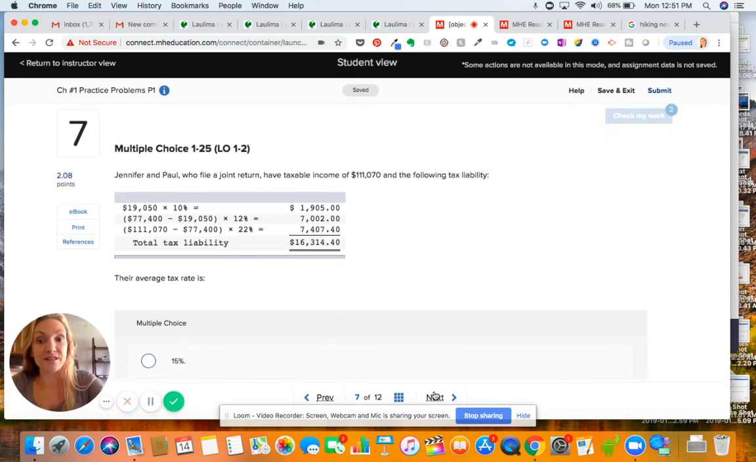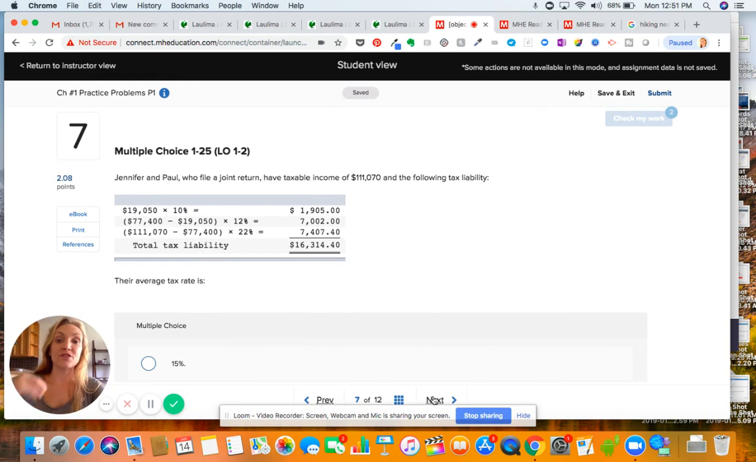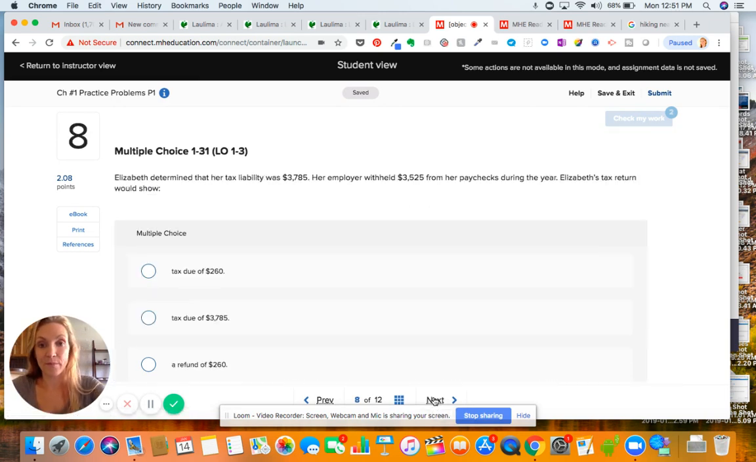This is another similar problem. I wanted you to have a chance to practice it again. Now, this is a concept that is often misunderstood, okay? People will say, I want a refund. The way people talk about refunds and owing money, it's like they don't understand this concept right here. So Elizabeth determined that her tax liability was $3,785.